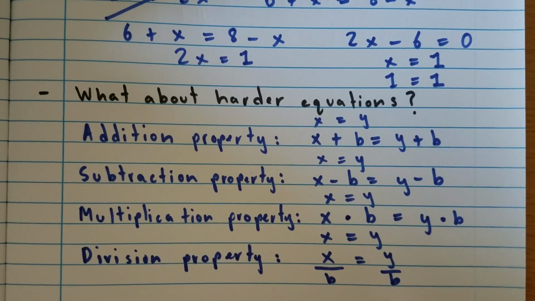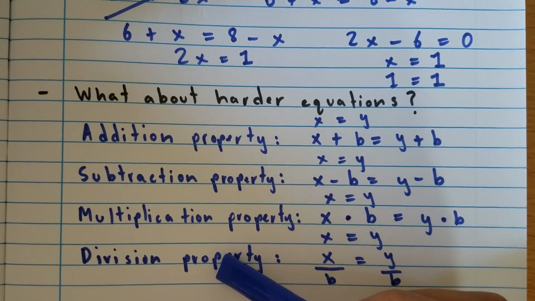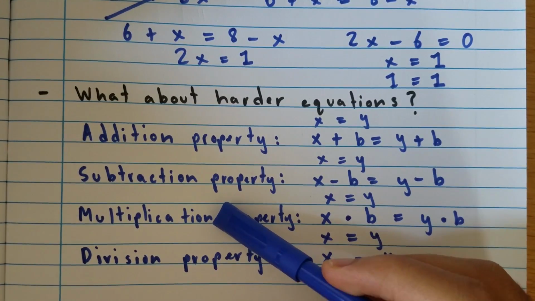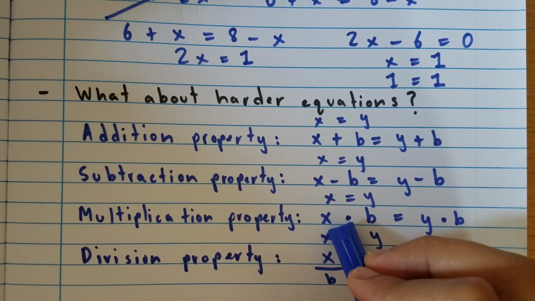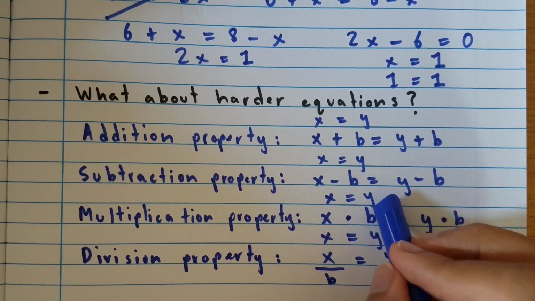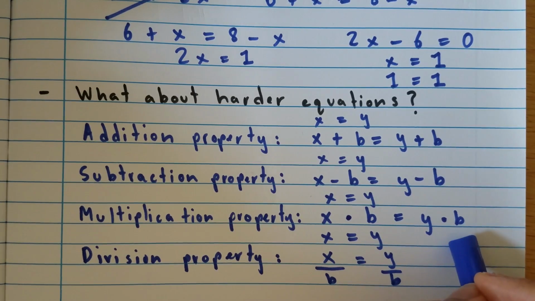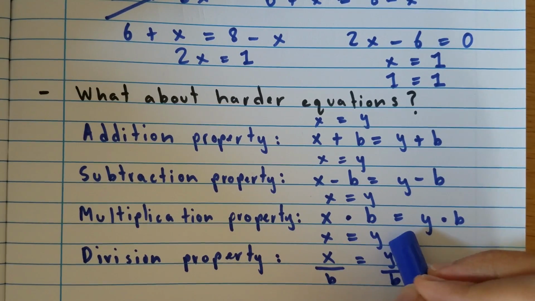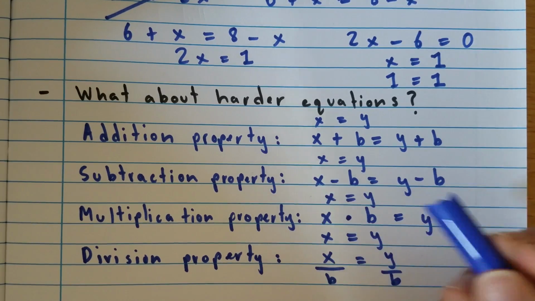Now, here are the two final properties, the multiplication property and the division property. The multiplication property is that if you multiply some variable or constant, say b, with x, and you let x equal y, then y should also be multiplied by b to give yb, or y times b. Therefore, x times b is equal to y times b. And this makes the equation equal.